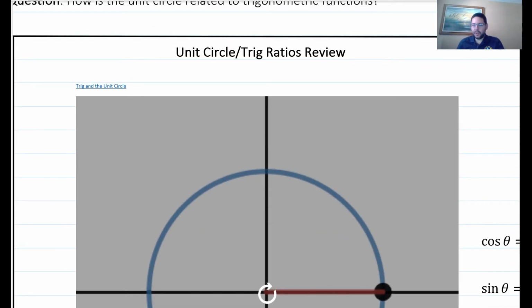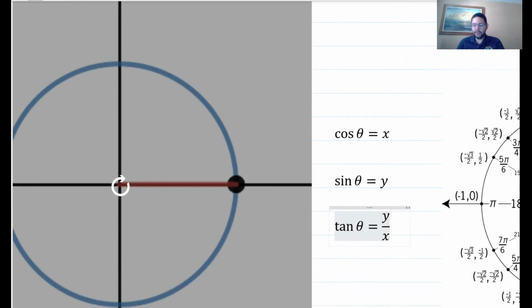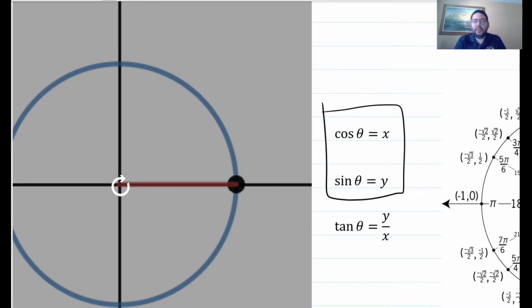So you may recall that for the unit circle, we talked specifically about what the x and the y coordinates represent on the unit circle. Any point on that unit circle can be represented by the cosine for the x coordinate and the sine for the y coordinate. So the x coordinate at a given point on the unit circle is the cosine of the angle that you're interested in for that specific coordinate.